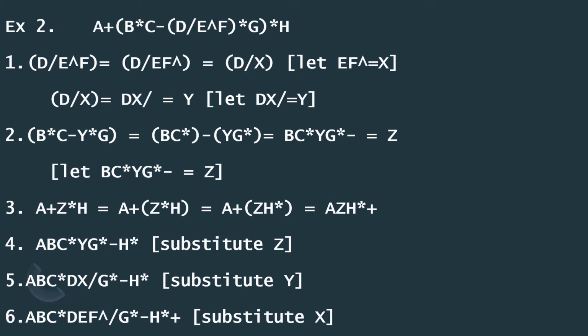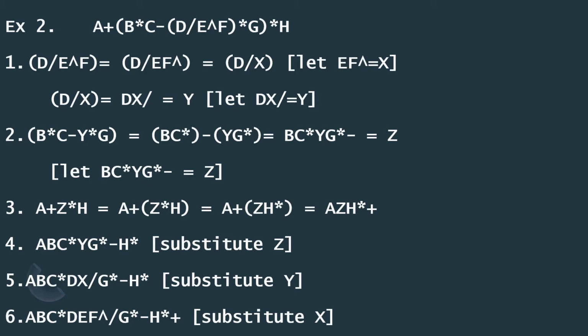Now the second bracket we have to check, that is b into c minus y into g. That whole thing we have termed as y previously in the first step. So it becomes b into c minus y into g. So you can see three operations: into, minus and into. So first the into operations will be done. So b into c will become bc into, minus yg into. So here you can see it is in that form.